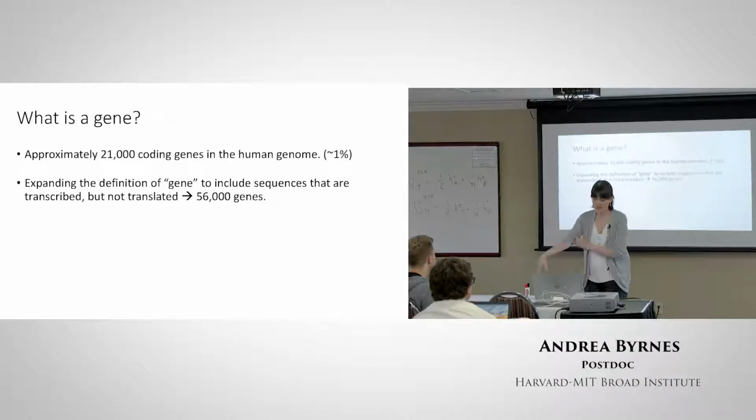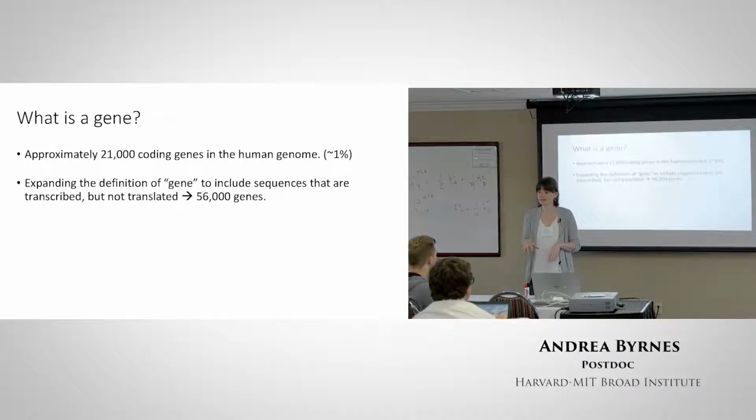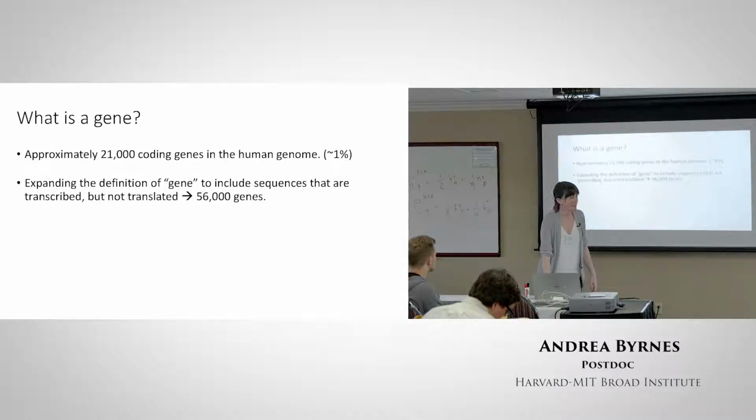So we humans have approximately 21,000 coding genes in our genome, but that's still about 1% of all of our bases. And so we were talking about why don't we talk about codons? It's because it's such a small percentage of the genome. And then if you expand your definition of gene to include things like long non-coding RNAs, you end up with something around 56,000. But the function of a lot of those things is not well known.